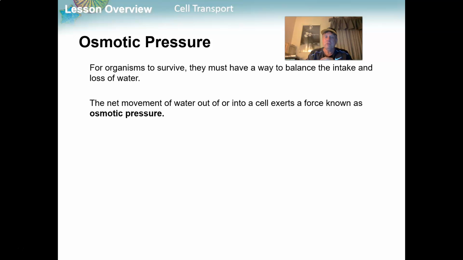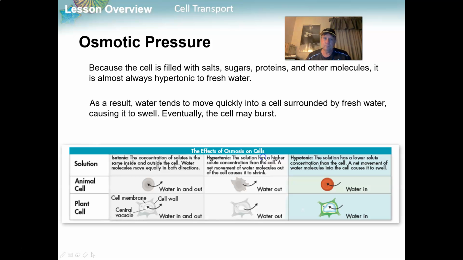For organisms to survive, they must have a way to balance the intake and loss of water. The net movement of water out or into a cell exerts a force known as osmotic pressure. Because the cell is filled with salts, sugar, proteins, and other molecules, it is almost always hypertonic to fresh water. In other words, there's going to be less water inside the cell than there is outside the cell. Why? You have more solutes inside the cell taking up the space.